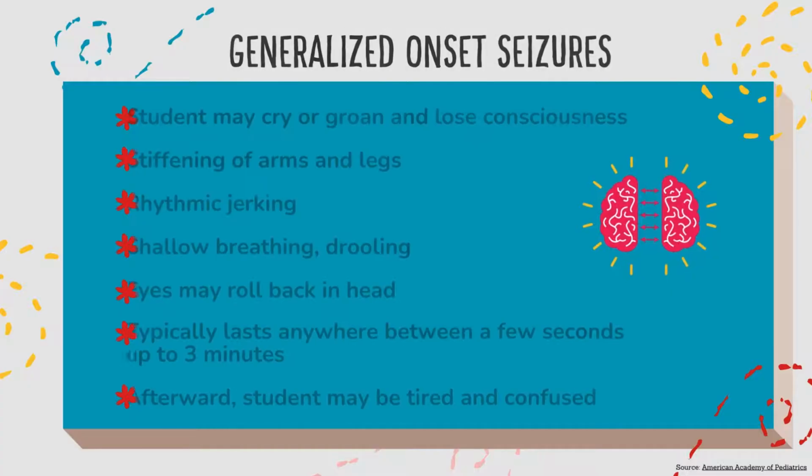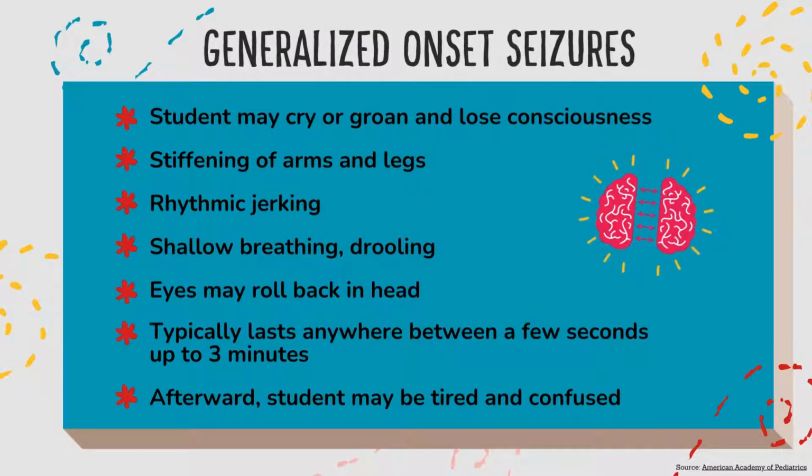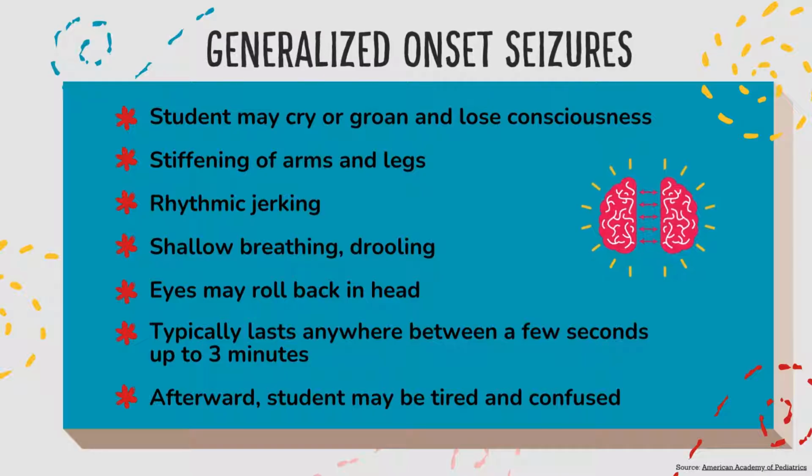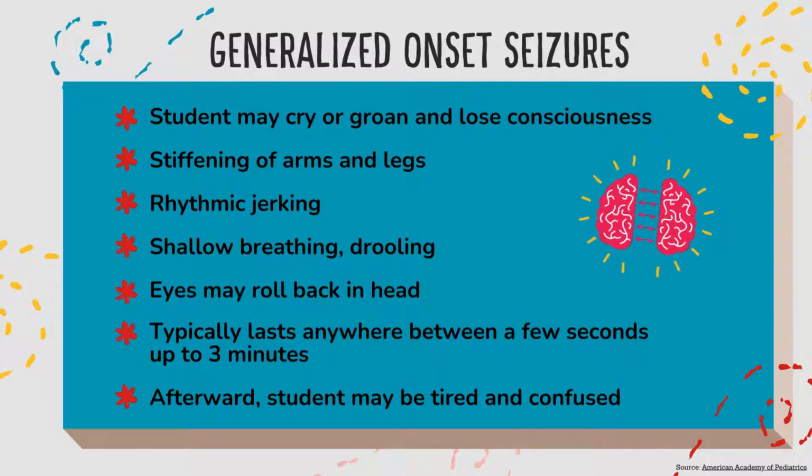Let's take a closer look at each type. First, generalized seizures and what they may look like. Oftentimes, a student may cry or groan and lose consciousness. They may experience stiffening of arms and legs, rhythmic jerking, shallow breathing, drooling, and their eyes may roll back in their head. A generalized seizure may last anywhere between a few seconds up to 3 minutes, and afterward, the student may be tired and confused.